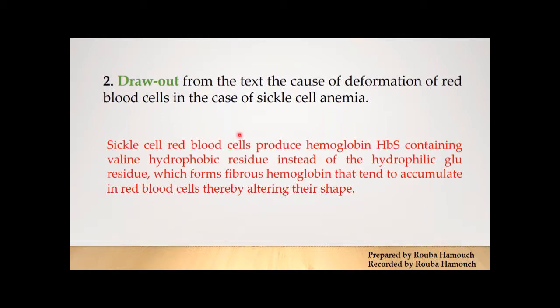So, the cause of the deformation of the cells in the case of sickle cell anemia is due to the presence of hydrophobic residue valine instead of glutamic acid in the hemoglobin. So the hemoglobin forms fibers that accumulate in the red blood cells and thus alter the shape of these red blood cells.